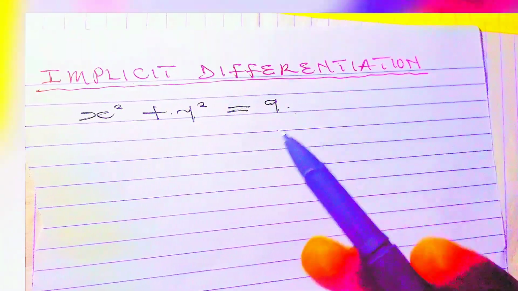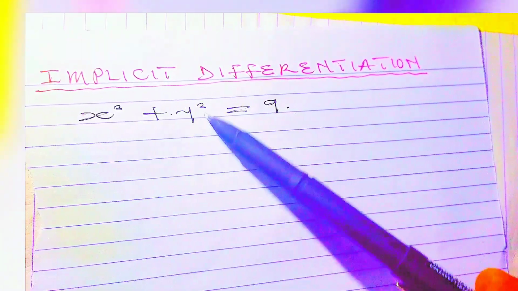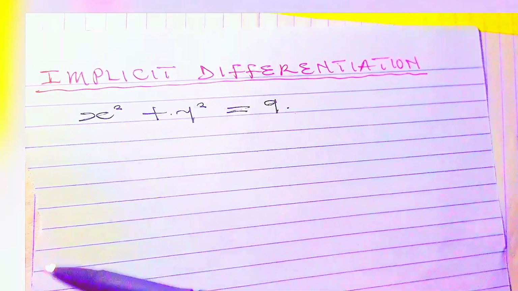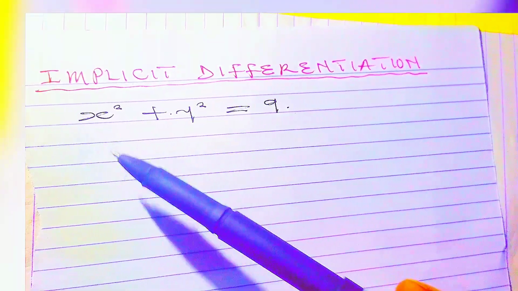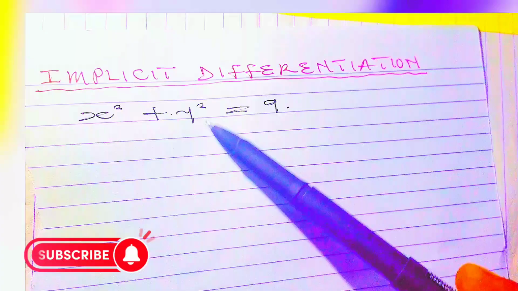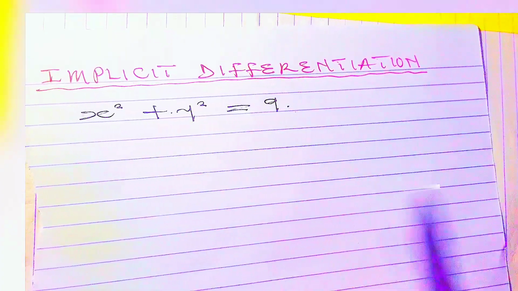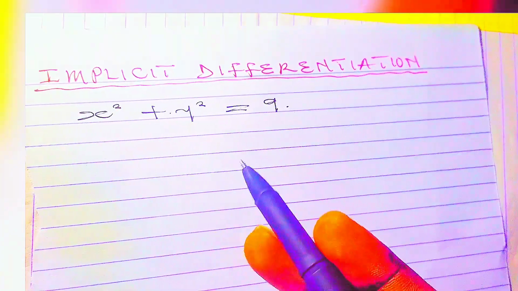The implicit technique is that anytime you're differentiating y, it carries the symbol dy/dx. But if you're differentiating x, it does not carry the symbol. So we end up looking for a way of making dy/dx the subject of the formula, and then we get our answer. It's that easy. So let's take a look at this question.